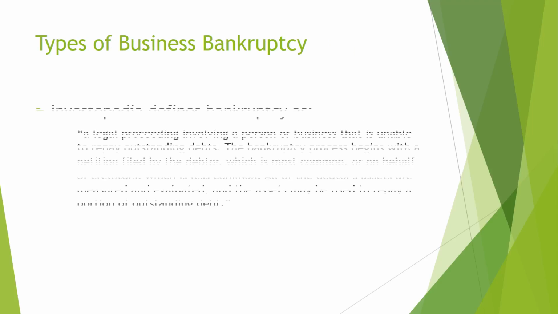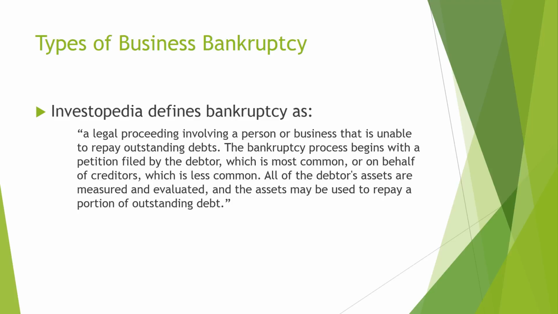The types of business bankruptcy, and I think it would be beneficial to look at the definition of bankruptcy. I went from website to website and really found Investopedia's definition to be quite accurate. It states a legal proceeding involving a person or business that is unable to repay outstanding debts. The bankruptcy process begins with a petition filed by the debtor, which is the most common, or on behalf of the creditor, which is less common. All of the debtor's assets are measured and evaluated, and the assets may be used to repay a portion of outstanding debt.